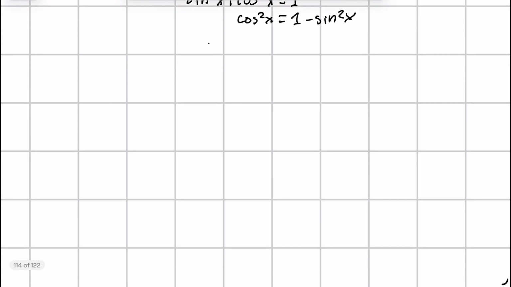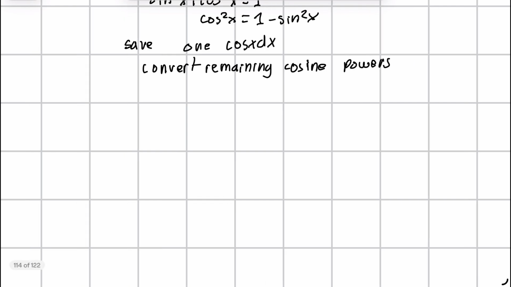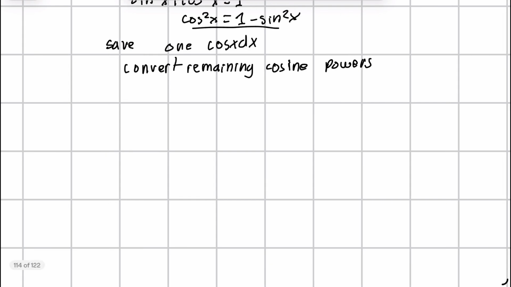So basically, if cosine of x has an odd power, right? You're going to save 1 cosine x dx, and then you're going to convert the remaining cosine powers with 1 minus sine squared of x. You're going to convert these all.